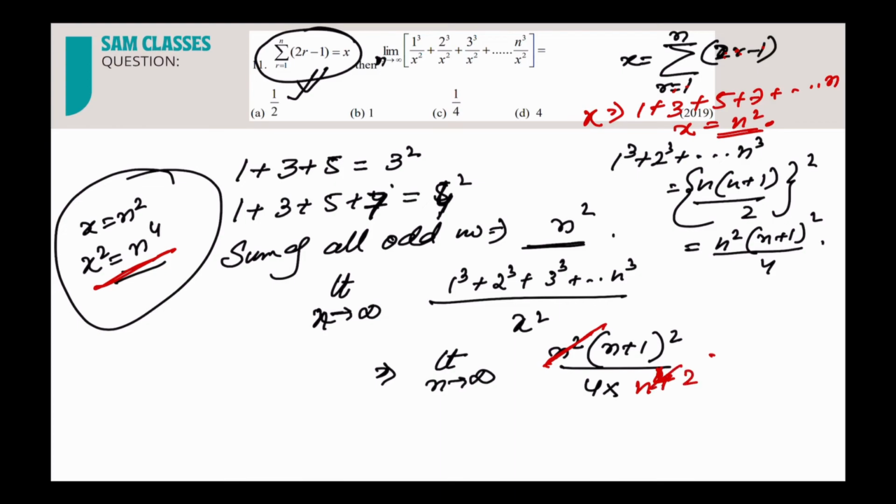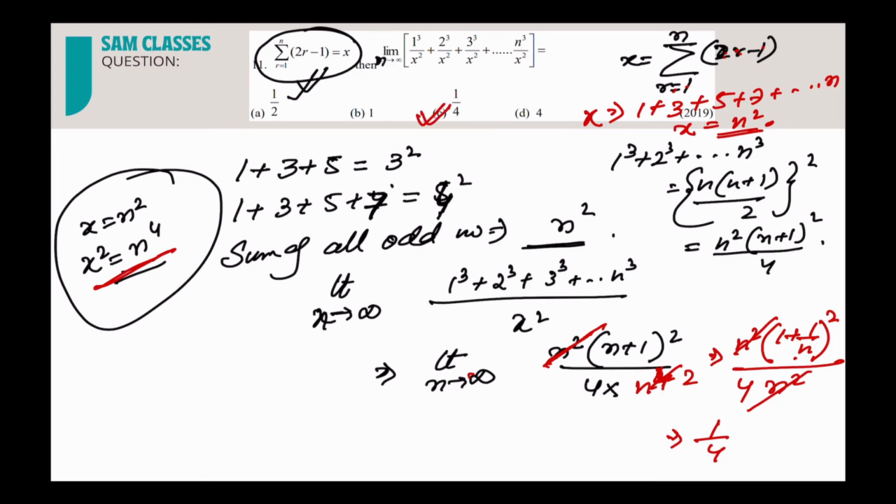Now what I can do is I'll take n square outside. The moment I took n square outside, I'll get 1 by 1 plus 1 by n whole square by n square into 4. So n square will be cancelled. And then if I put n equal to infinity, 1 by infinity is 0. So I'll get 1 by 4. So 1 by 4 is my answer.